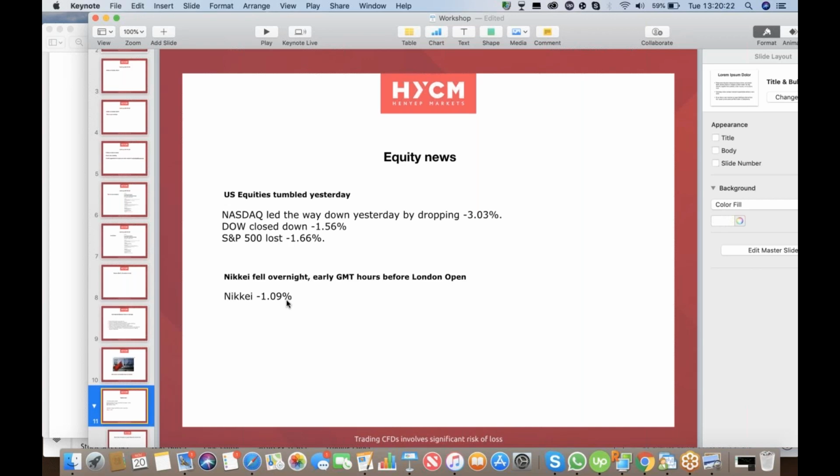So you now know which currencies you can expect to be bought in a risk-off environment: the Japanese yen, the Swiss franc, and the US dollar. Although the US dollar recently, for reasons we won't go into now, hasn't been as clear-cut.